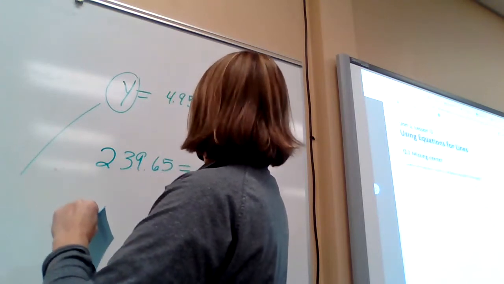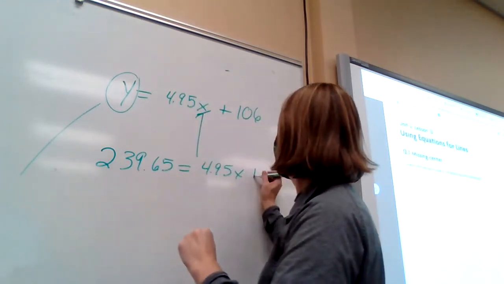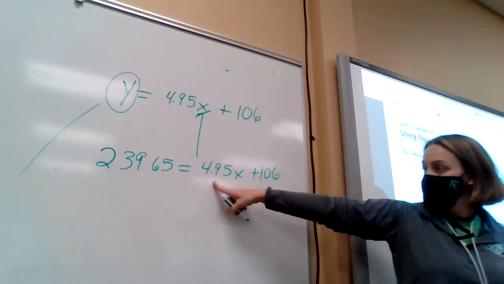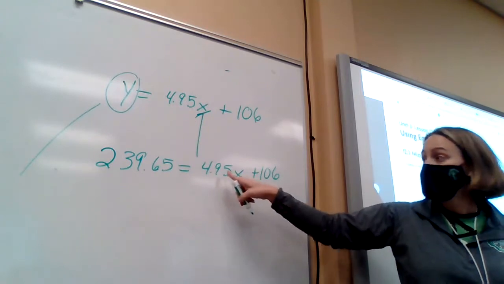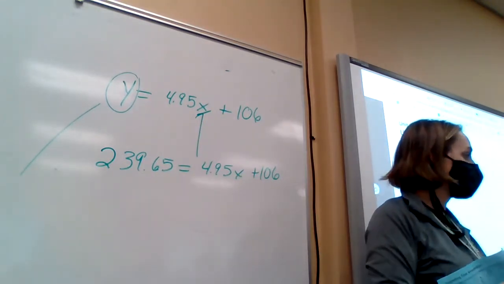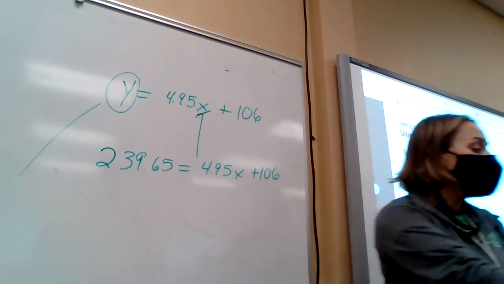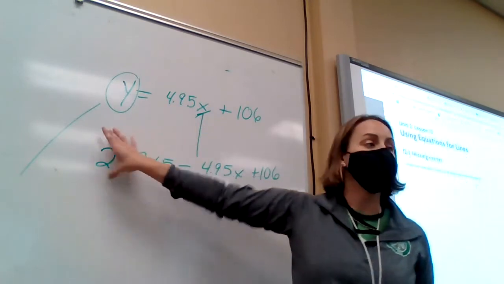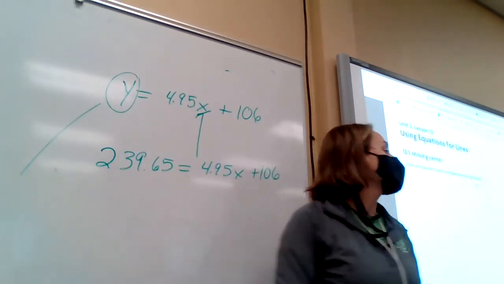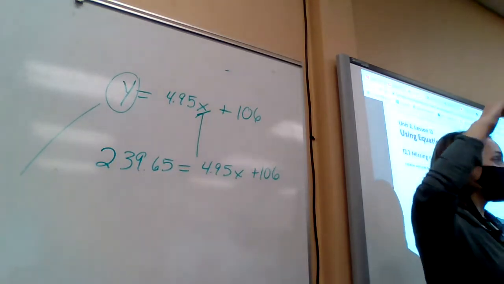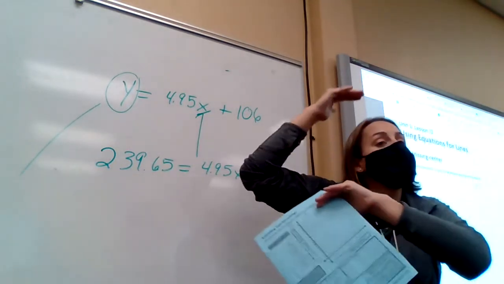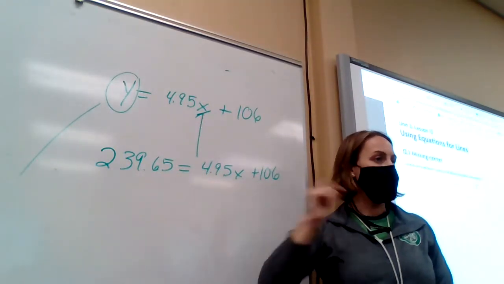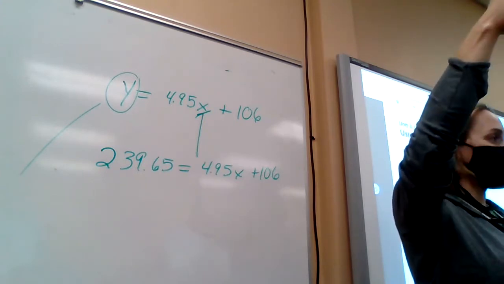Okay? So what you can do is say, oh, well, our total height is 239.65. That total height equals however many stacks times 4.95 plus 106. So if we subtract 106 from here, that will leave us only the height of the paper. And once we get only the height of the paper, then we just divide by how much each paper is. How many of you feel like you got that?